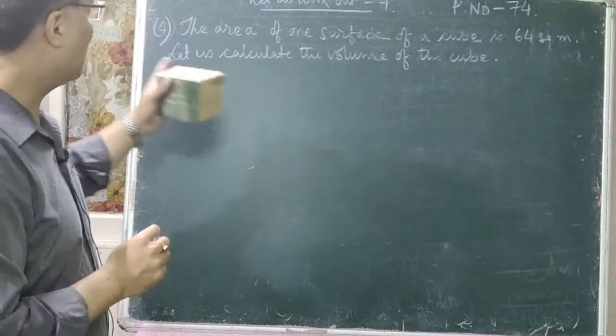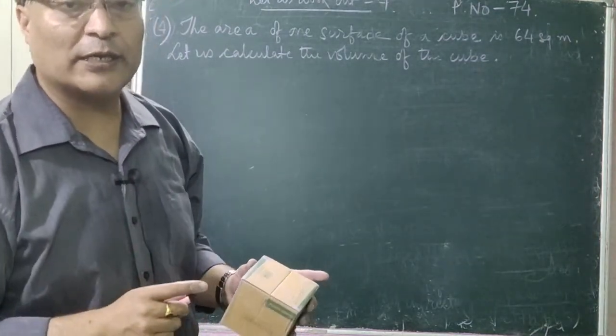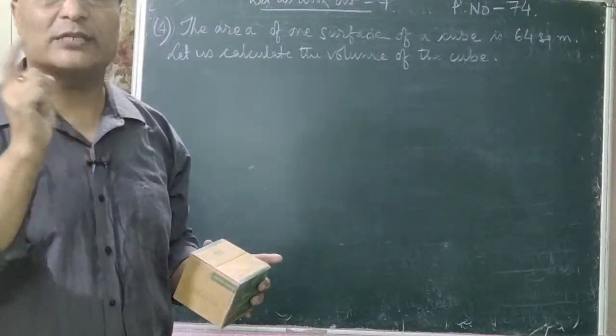Now we have to find out the volume of the cube also. What is the formula for the volume of the cube? Small a whole cube, where a is equal to length of each edge of the cube.